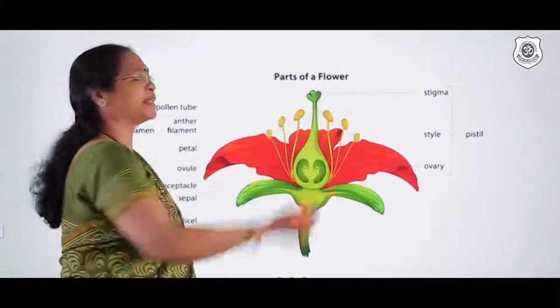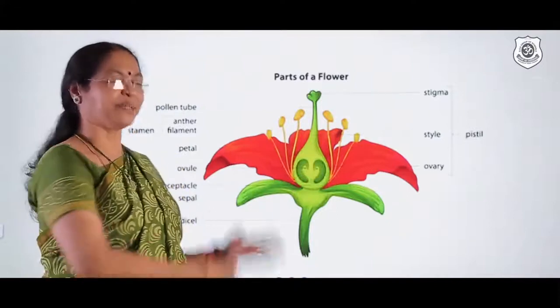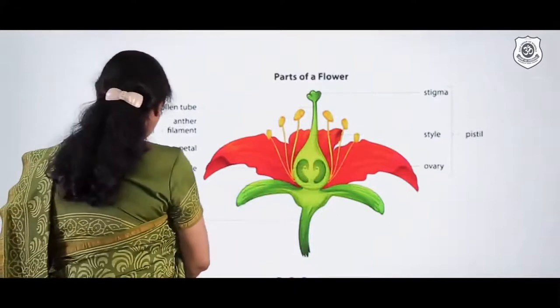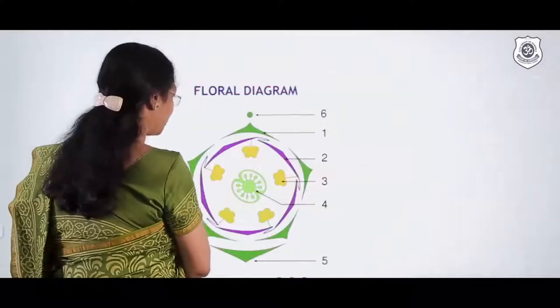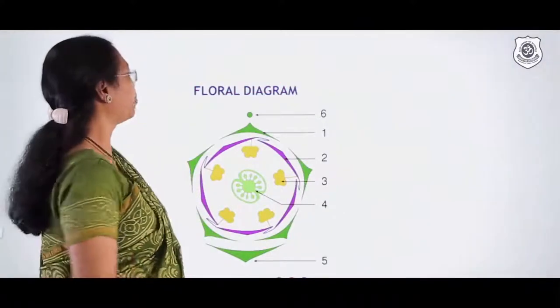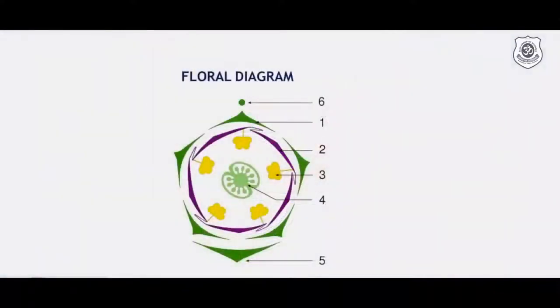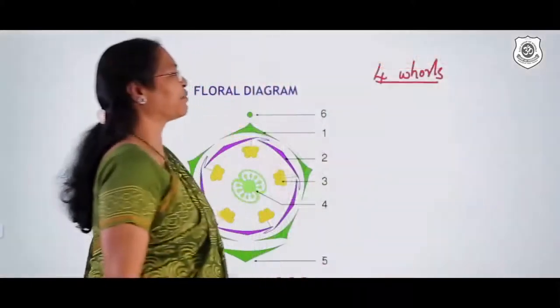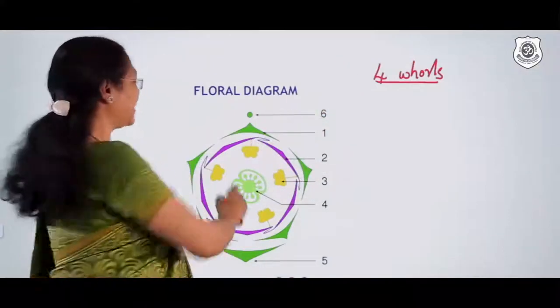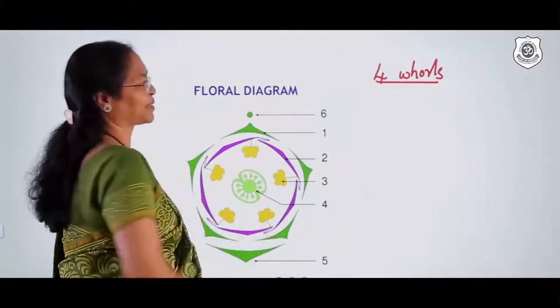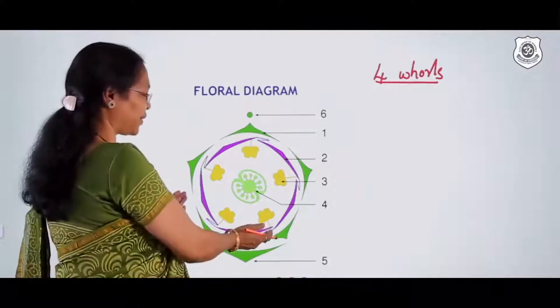So I'm going with parts of a flower. Now, how do you describe the parts of a flower? I will come to this slide where you can describe the parts of a flower in 4 whorls. I'm trying to give you the meaning of the word whorl. It's nothing but concentric circles. There are 4 concentric circles.